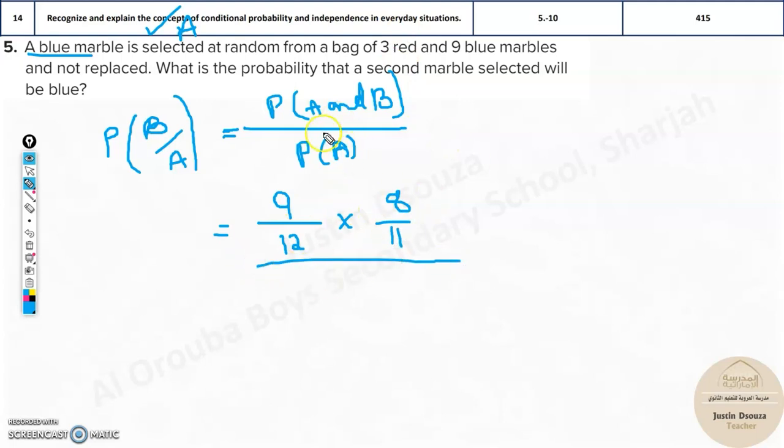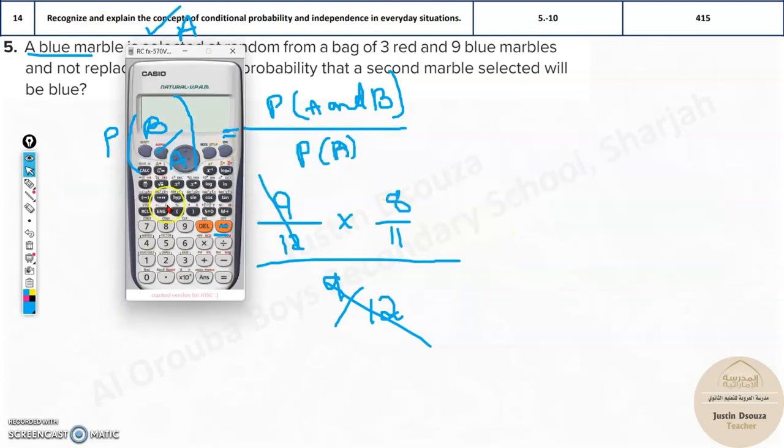Now this whole thing will be divided by probability of A. What is the probability of A? Probability of A means just a blue marble is being selected. That is 9 by 12. So this is the answer, all written at once. Now over here, you can just cancel this off. Your answer is 8 by 11. Or you can simplify each of them individually and solve it. It's up to you. The answer is 8 by 11.